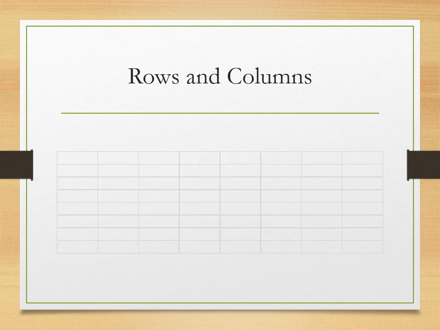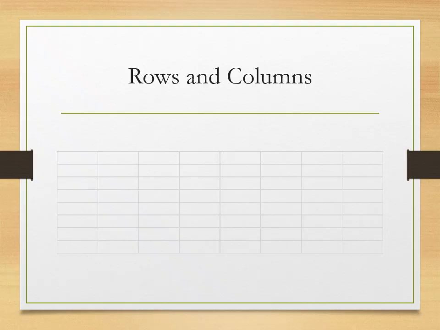So as you can see, this is just an image of what rows and columns look like. So these are rows and columns. The horizontal grid lines are what we call rows. The vertical grid lines are what we call columns. So normally we have rows and columns when we are dealing with spreadsheets.